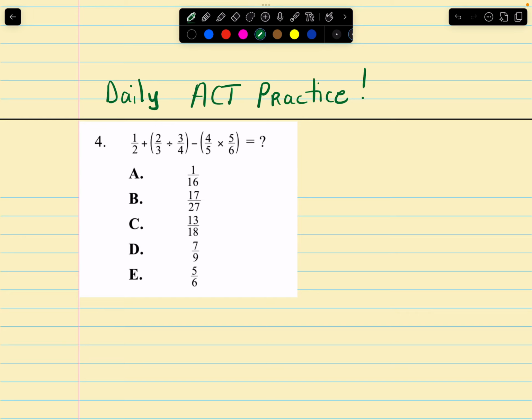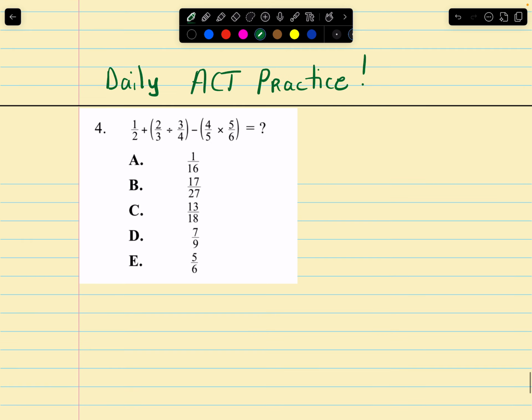Hey, let's do our daily ACT practice problem. So a couple of things: we're going to be looking at fractions here: adding, dividing, subtracting, and multiplying. So remember a couple of things.